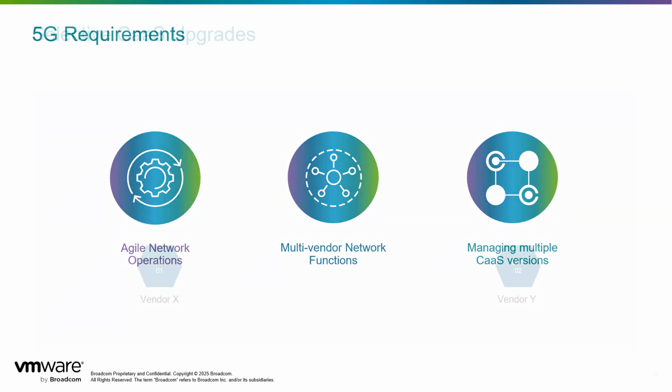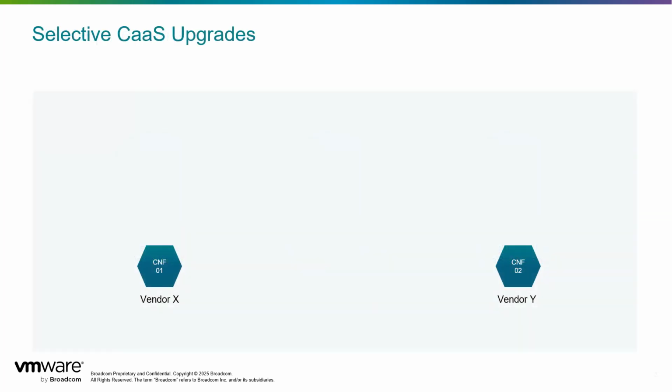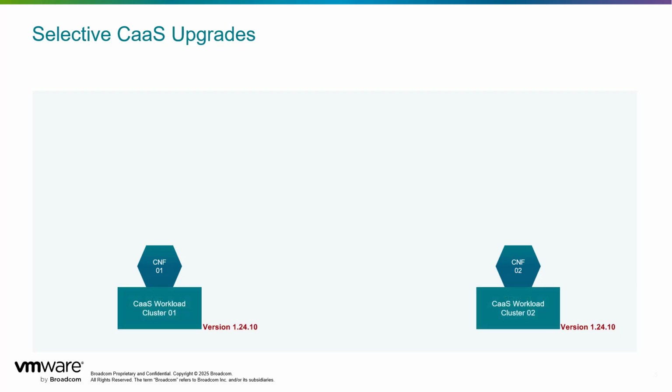In this demonstration, let us consider a use case where a CSP has deployed network functions from two different vendors. There are two CaaS workload clusters on version 1.24.10 that are hosting the two network functions. One of the vendors has a new release of the network function that has some critical bugs fixed and some key features the CSP is interested to use. But the CNF upgrade requires Kubernetes capabilities that are available in the Kubernetes release 1.28.11, and the recommendation from the vendor is to upgrade the CaaS workload cluster before upgrading the CNFs.